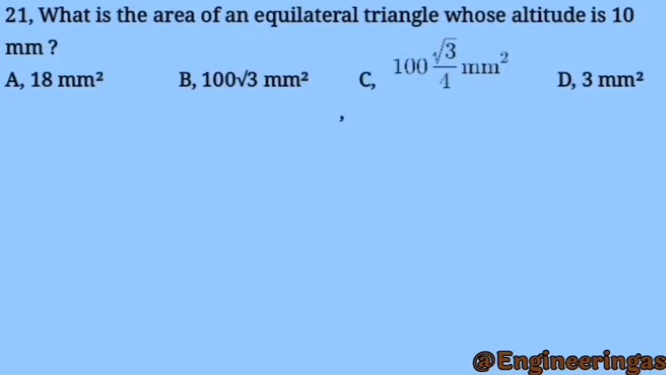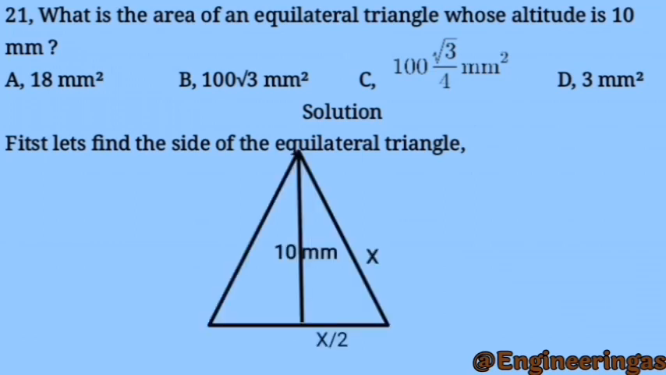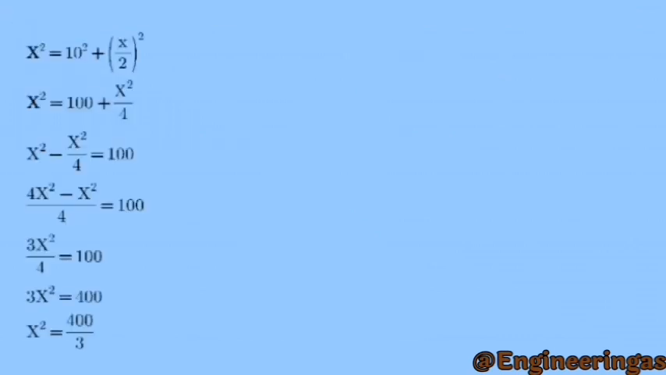Okay, what is the area of an equilateral triangle whose altitude is 10 millimeter? Area of an equilateral triangle, its altitude is 10. Okay, first let us find the side of the equilateral triangle. This is the altitude of the triangle, which is 10 millimeter. This is x, and this is x over 2, because it's divided into half. Okay, x squared equals to, we need to use the Pythagoras theorem here.